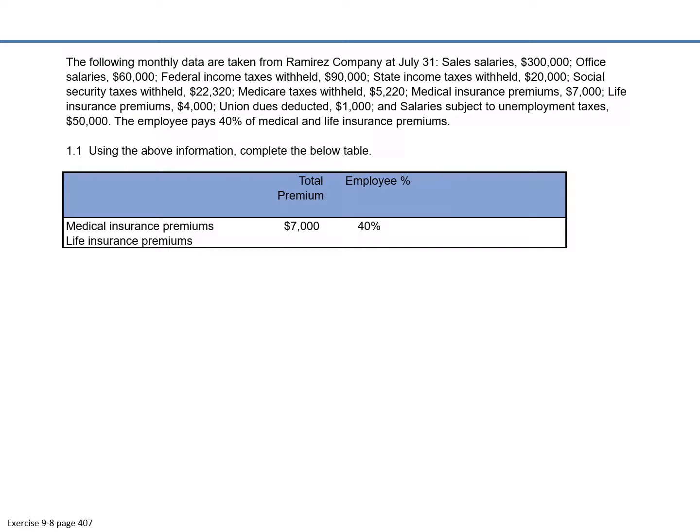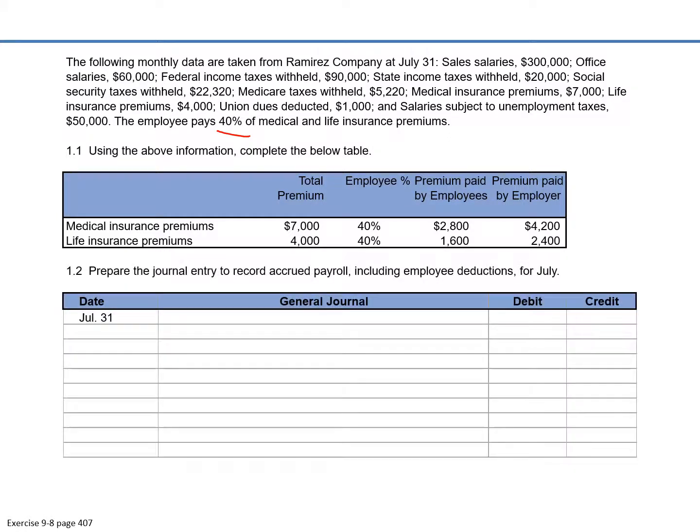Employee pays 40% of the medical insurance premiums. The premium paid by employees is going to be 7,000 times 40%, or $2,800. And then the premium paid by employers is going to be 4,200, which is the difference between the 7,000 and the 2,800. And then the life insurance premiums are $4,000. The employee portion is 40%, so 4,000 times 40% is 1,600. 4,000 minus 1,600 is 2,400.